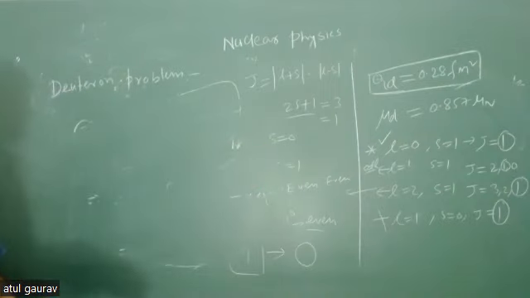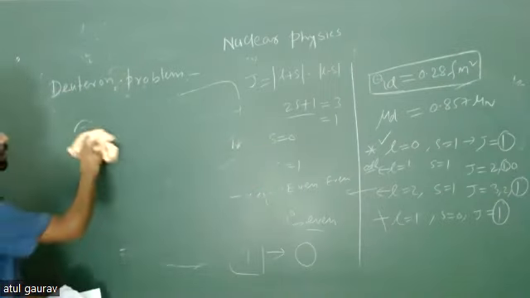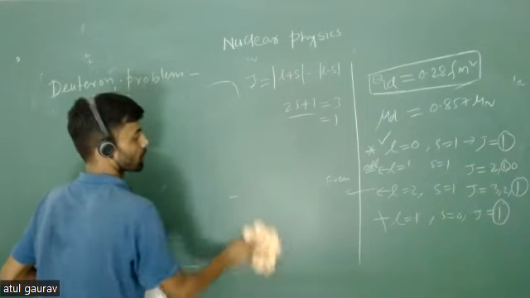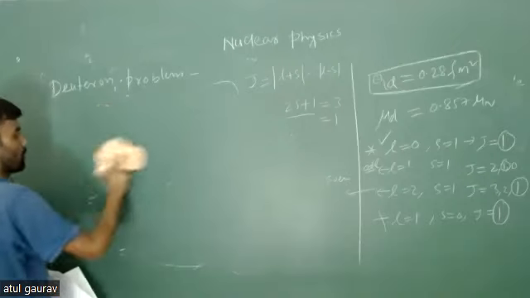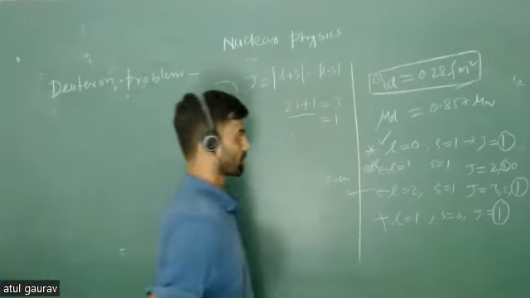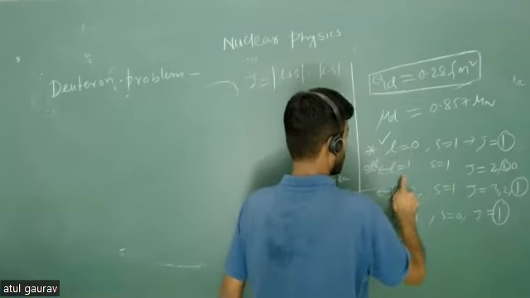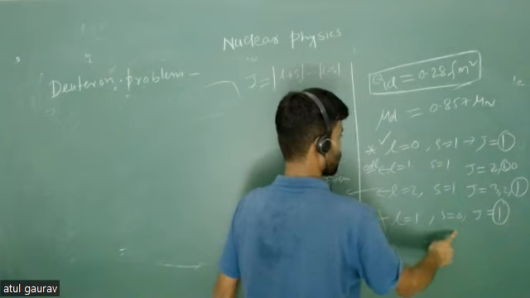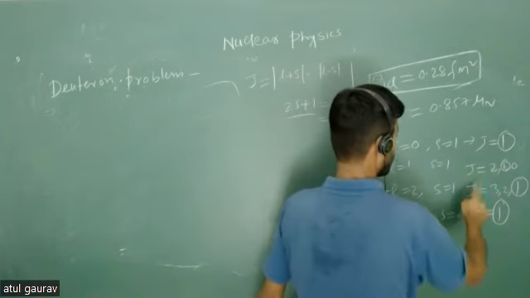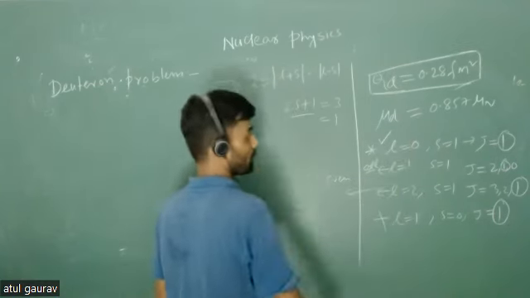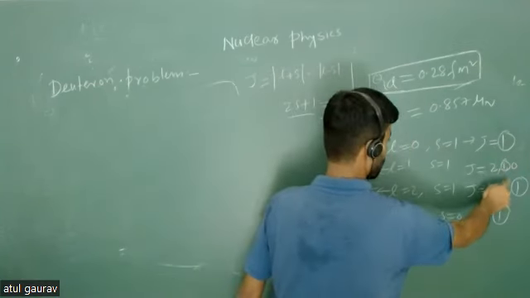Please tell me once again, my internet went off in between. Sure, I'll tell you. You see, I'm taking many possibilities: L equals to 0, S equals to 1; L equals to 1, S equals to 1; L equals to 2, S equals to 1; L equals to 1, S equals to 0. Okay, and I'm calculating that J value, which we already calculated, that is 1. You are getting J equals to 1 for all possibilities, right?